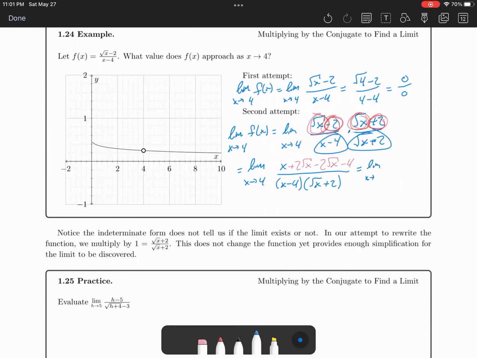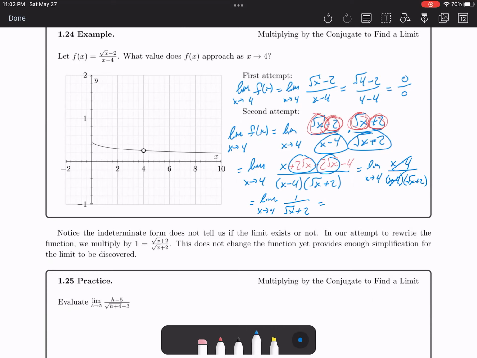So the reason why we chose to multiply by the conjugate becomes apparent. Plus 2 square root x minus 2 square root x cancels, and you're just left with an x minus 4 in your numerator. And it's going to cancel with that x minus 4 factor in the denominator. Once we cancel that, we're left with the limit as x approaches 4 of 1 over square root x plus 2. And now we have no problem with direct substitution.